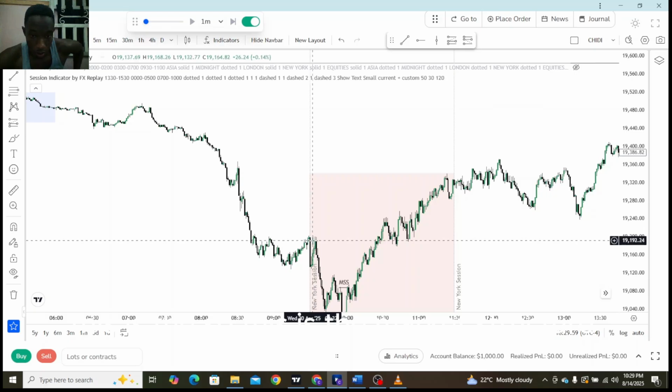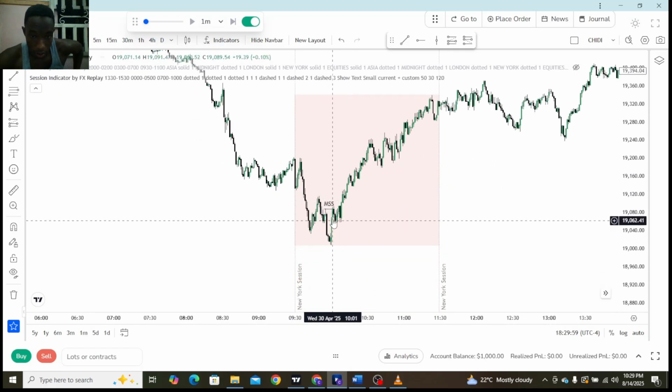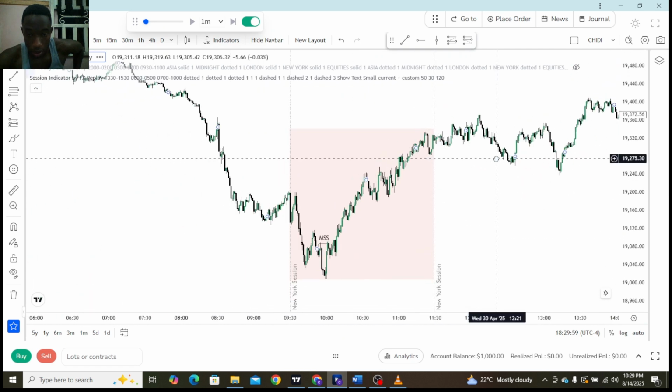This is the market structure shift. This is not. This is. Then we anticipate the buy. Look how this price just went up from there.